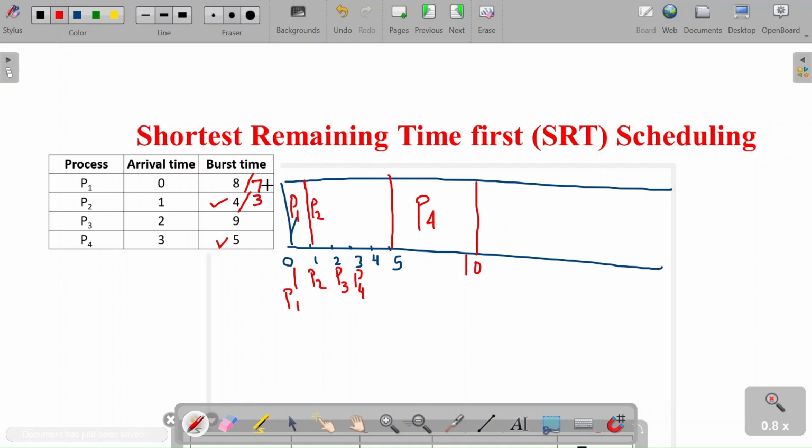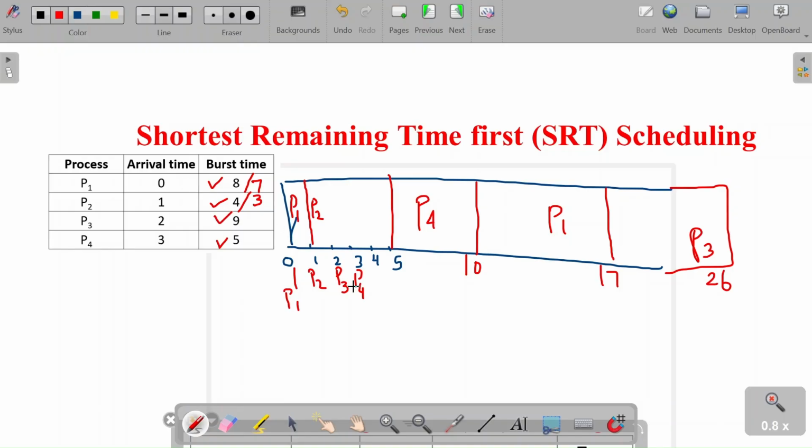Next two are there, P1 with 7 and P3 with 9. So which is minimum? 7. Why 7? Out of 8, 1 unit of work has already been completed, so the remaining is 7. It will be taken by P1 till 17, then P1 also completes. The next one is P3, which requires 9. So 17 plus 9, till 26. P3 completes its job.